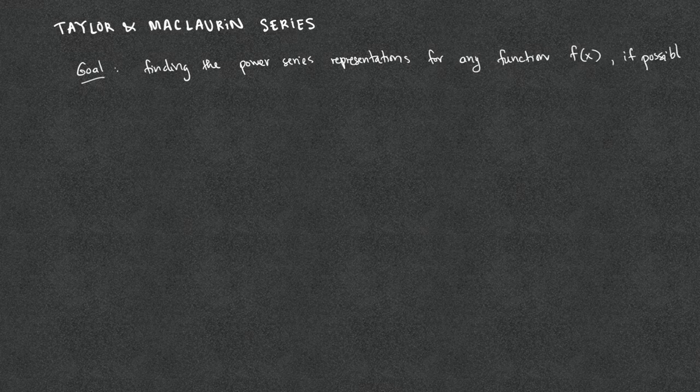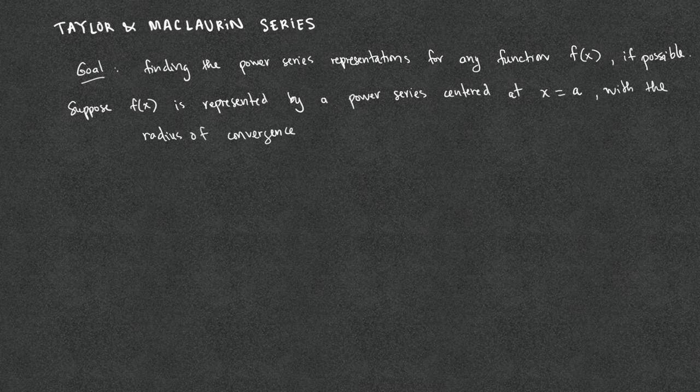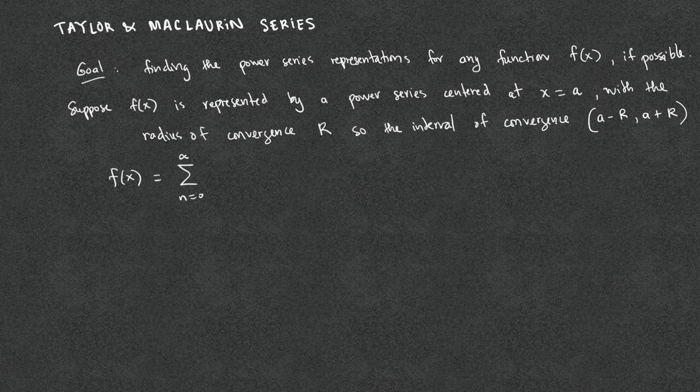To do this, we suppose the function f of x can be represented by a power series whose center is at x equals a with the radius of convergence positive r, so that the interval of convergence is (a minus r, a plus r), an open interval. The function f of x is therefore the series as n goes from 0 to infinity of c sub n times (x minus a) to the power n.